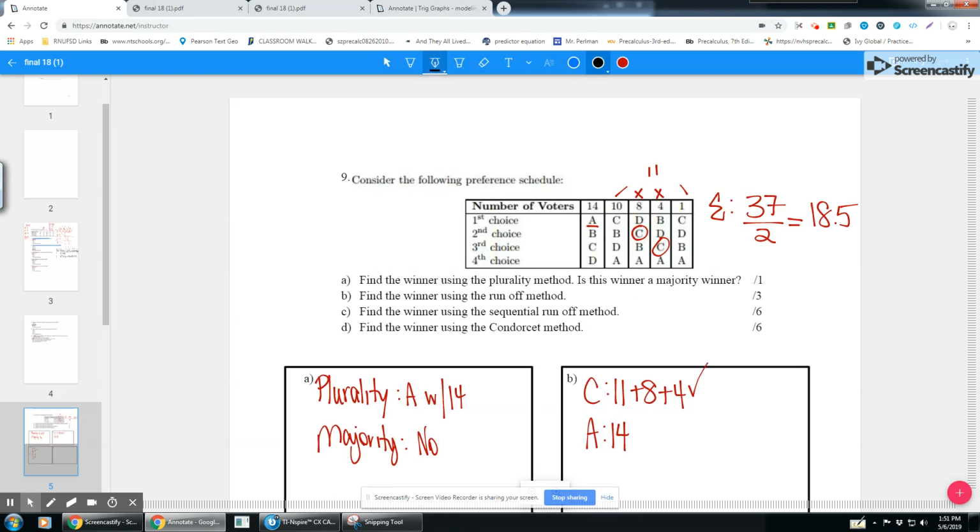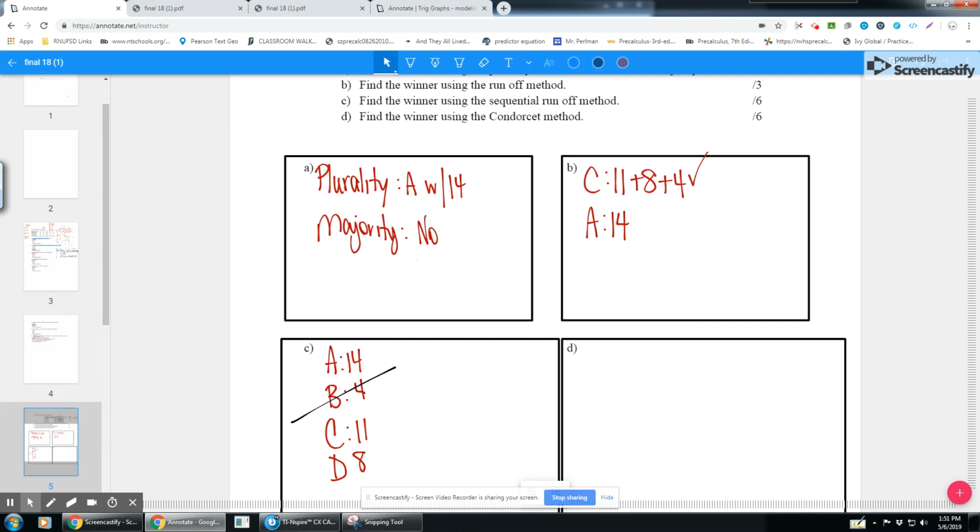And when you look at their column, D comes up next. So D will get those 4 votes. And you reevaluate. A still has 14, C has 11, and now D has 12. So again, now you're going to take the one with the smallest number out.